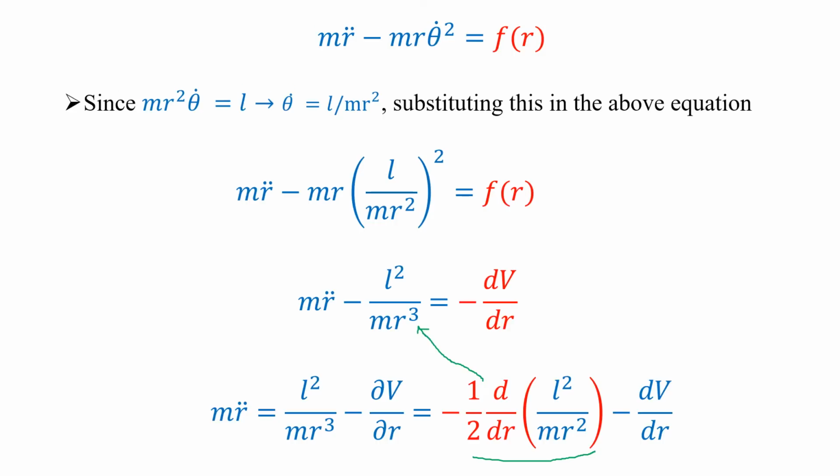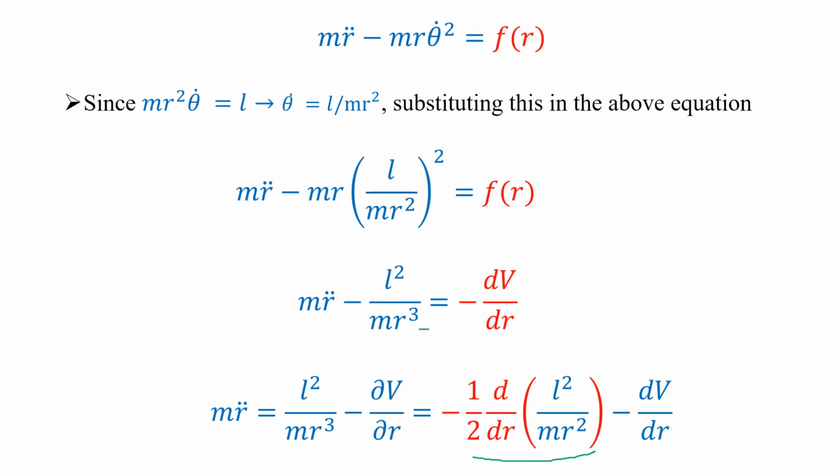Simply because, if you differentiate 1 over r squared, you will get naturally minus 2 divided by r cube. So this is equal to this. Here already there is a minus sign here. Of course, I am sorry. We can take this. We are taking this.